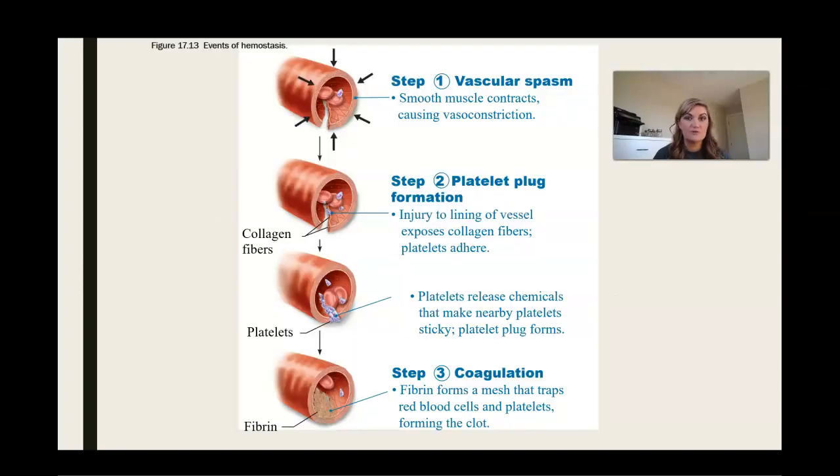And then, of course, the third thing that's going to happen is coagulation. This is where, remember, you had your fibrinogen, creates that fibrin, and that forms a mesh network where those red blood cells and platelets are going to come together and stick to it and form a blood clot to stop that bleeding or stop leaking of blood through that area.